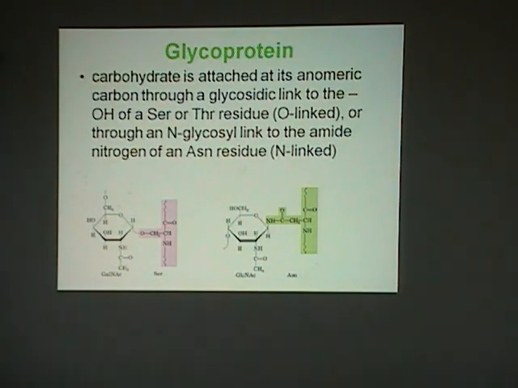Carbohydrate is attached through its anomeric carbon by a glycosidic link to the OH of a serine or threonine residue, as I mentioned. In most cases, kinases act on serine or threonine or tyrosine. Or it is attached through an N-glycoside link to the amide nitrogen of asparagine. And the ratio: if there are 16 linkages, then out of 16, 15 are either serine or threonine, and only one is asparagine. Therefore, in most cases, kinases are serine kinases or threonine kinases.